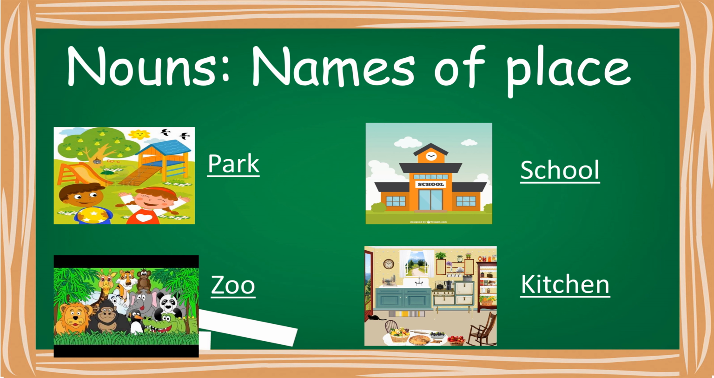It comes under noun. Next is kitchen. Kitchen is the place where your mother cooks. So, kitchen is a place. It's a name of a place. So, it comes under noun.